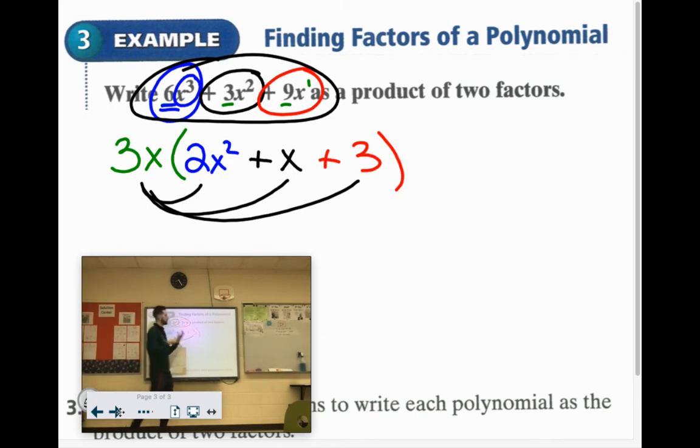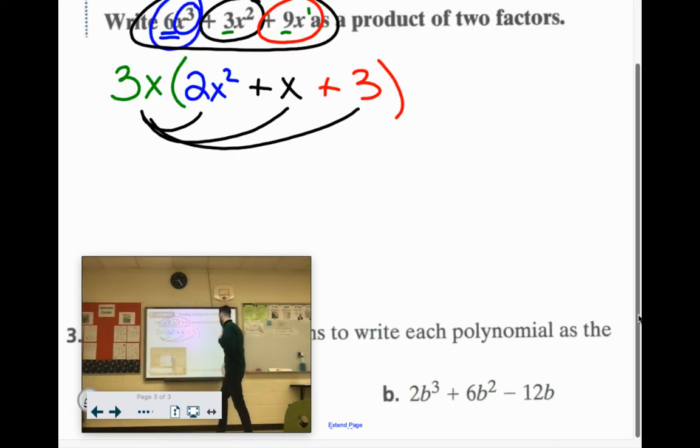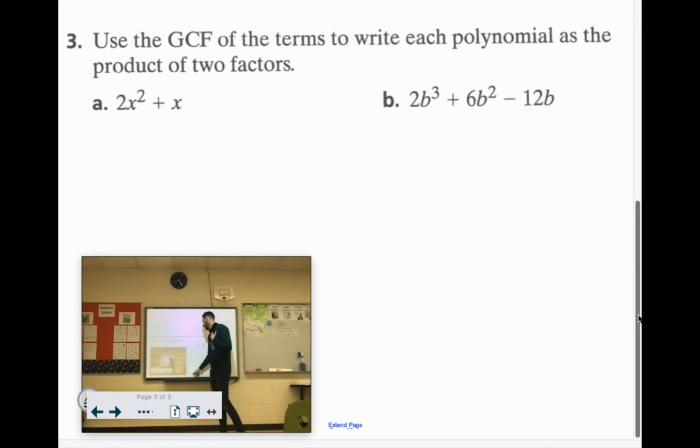Cool? So let's try one more together, and then we're going to be done. Well, then you're going to try one. So we're going to try the second one together. Let's look at the numbers first. 2, 6, and 12. What do they all have in common? A 2. Now, do all of these have a b? Yeah, they all have at least b to the first power.